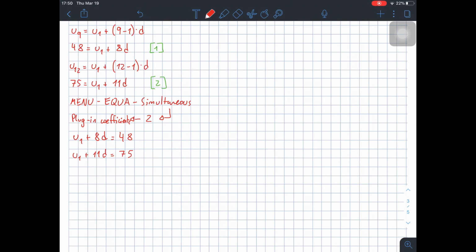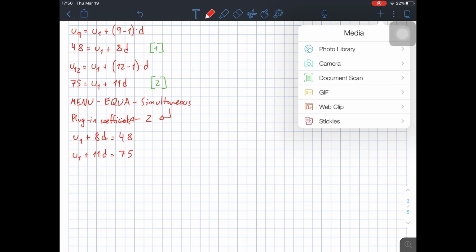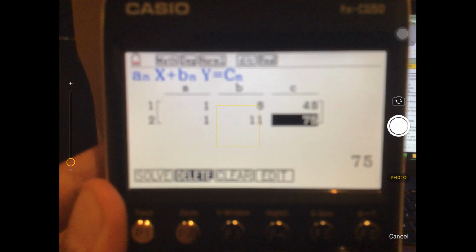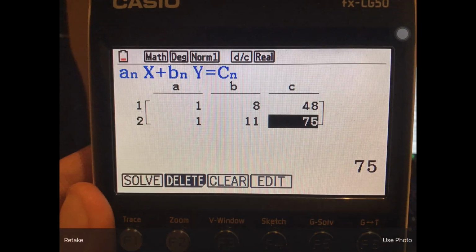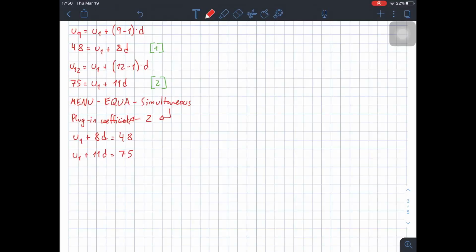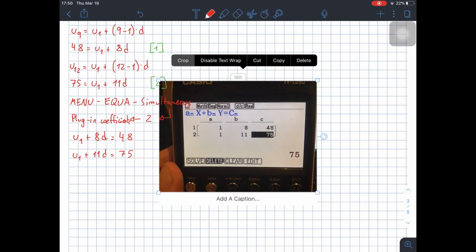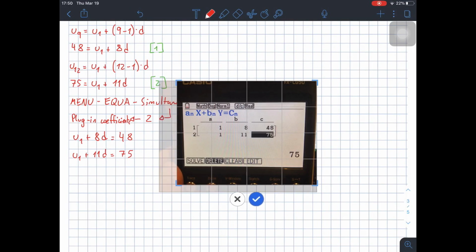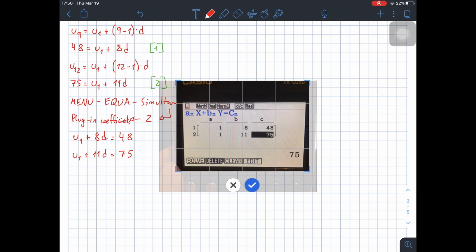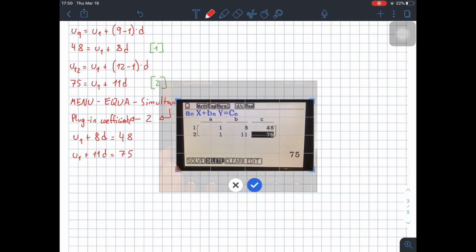So the coefficients you need to plug in are 1, 8, 48, 1, 11, 75, okay? I'm gonna take a picture of this just for the record. There we go. That will go to the assignment. Let's crop this quickly. This is how you should plug in the values in your calculator.